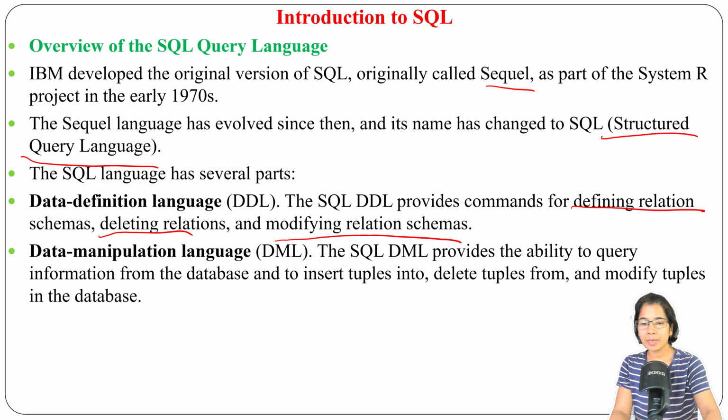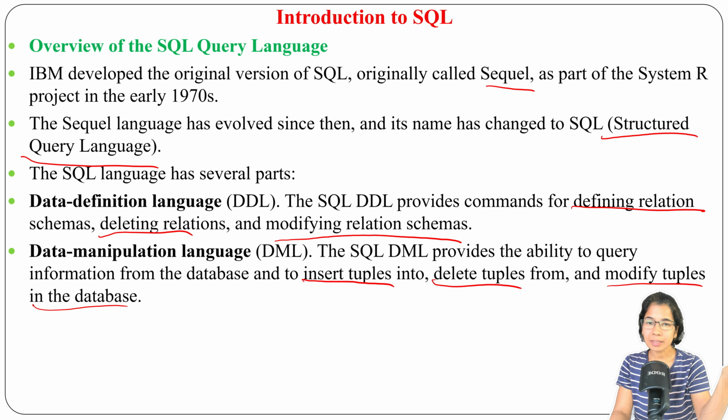Whereas by DML, we should be able to insert into the database. Then we can delete tuples and we can modify tuples in the database. Just to understand the difference, in DDL we can delete the whole relation, whereas in DML we can delete some tuple, some row. We can modify some row, delete some row and insert. So DML is working on each row, whereas DDL is working on the whole relation.